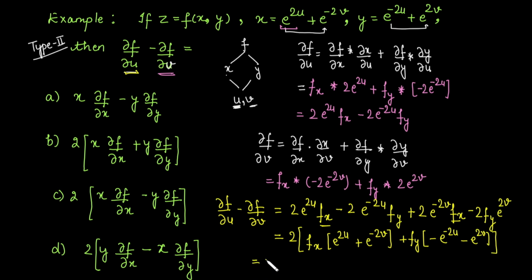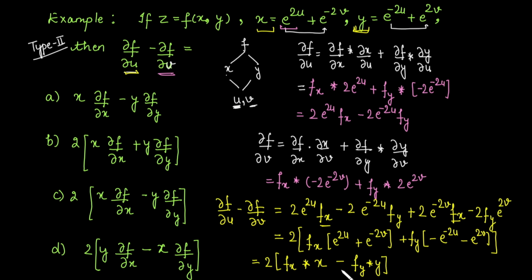This is equal to twice the partial derivative with respect to x. This term is equal to x, so we can write 2x. Here we can take the negative sign outside, then the partial derivative with respect to y. When you take the negative sign outside, we have a positive quantity, and according to this, it is equal to y.